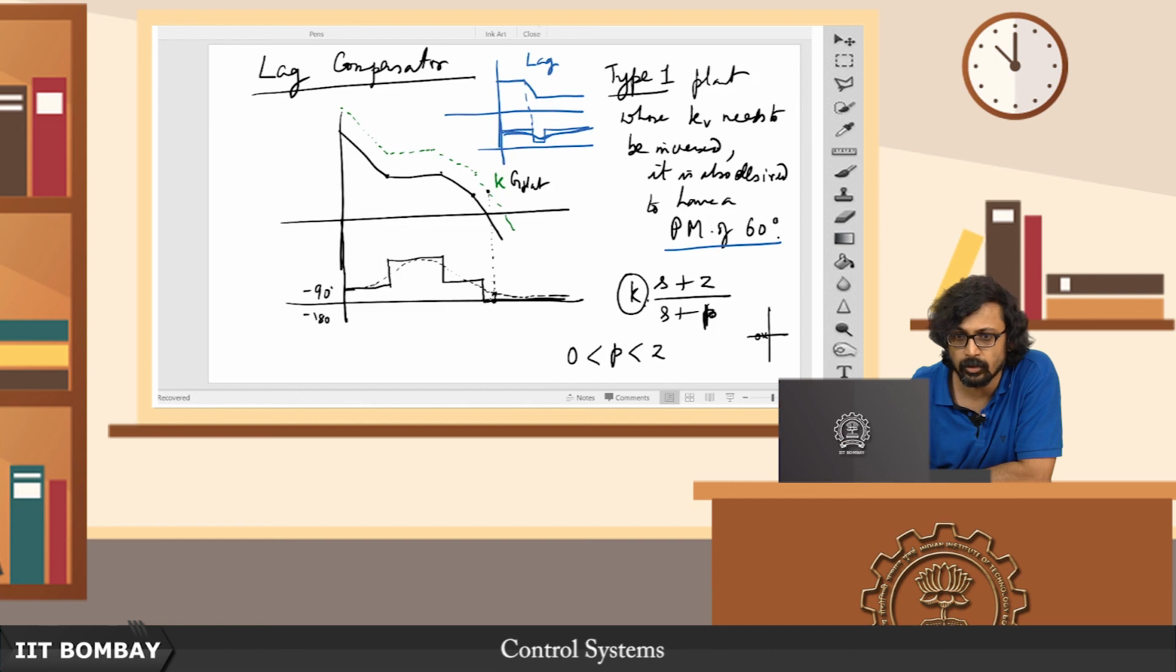So, my phase margin is lower. But look, using this lag compensator, I cannot improve the phase. So, what am I going to do? The idea is then, I need a 60 degree phase margin.